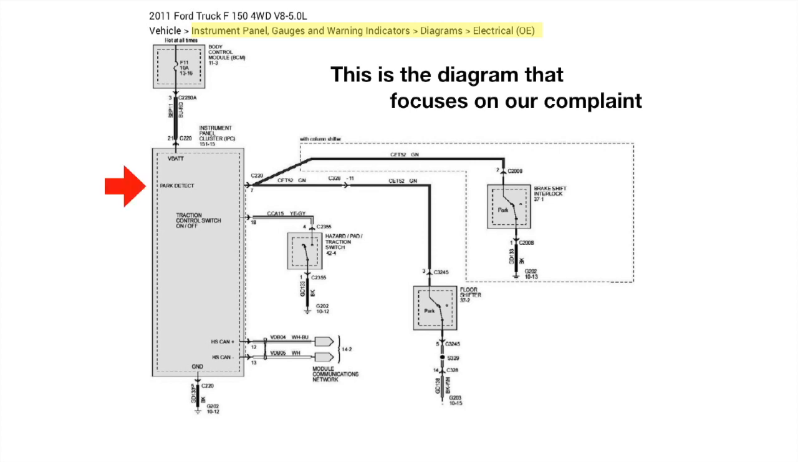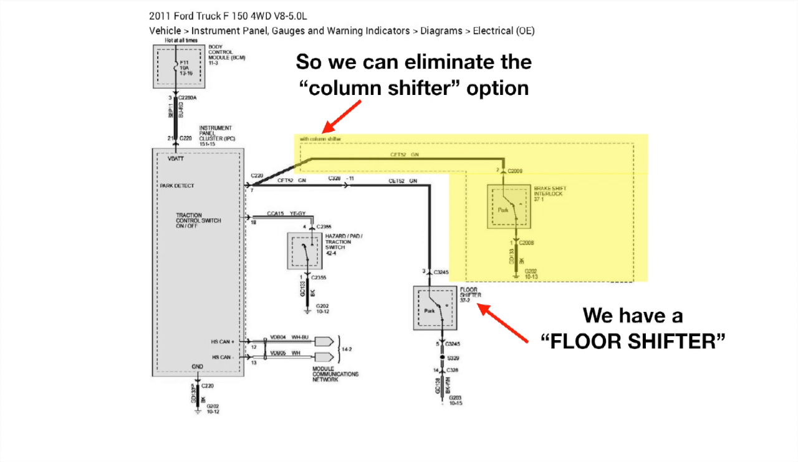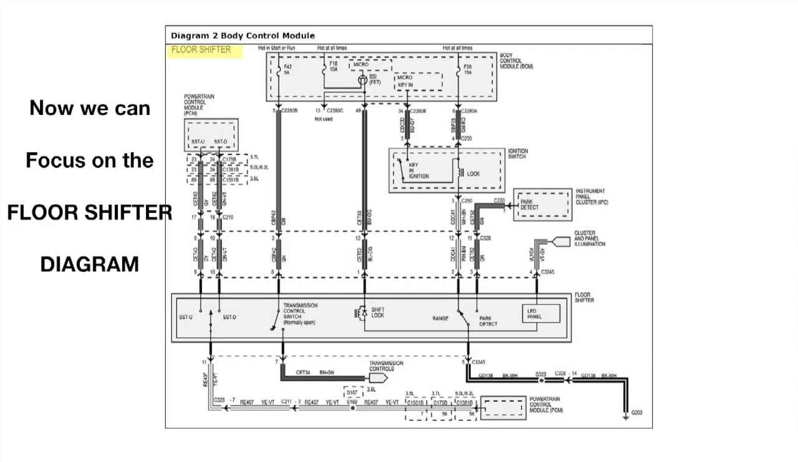The first diagram shows what is called the park detect in the instrument panel cluster, and it's controlled by the BCM. In this vehicle we have a floor shifter, so we can eliminate this upper portion of the diagram because it refers to the column shifter. And that means that the park detect only has one input, which comes from a simple switch inside the floor shifter. So we need to look at the floor shifter diagram.